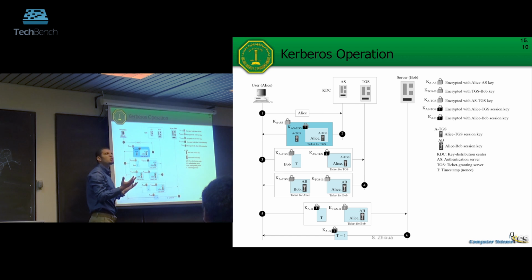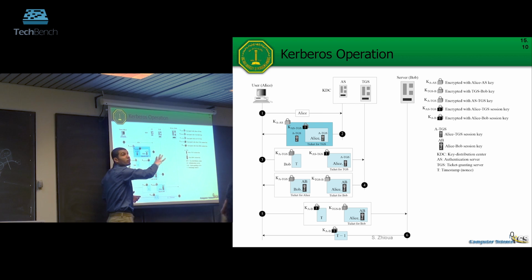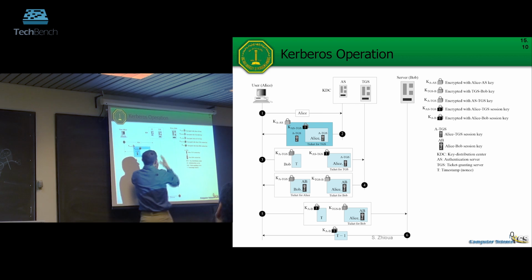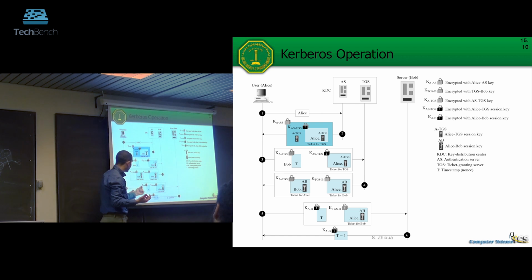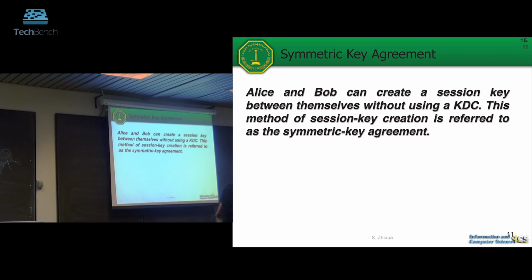So we might assume that there is some kind of checking or relationship between these two because these are part of the system. This one is the user. This needs to be secured. But server and TGS, we might assume that this TGSB is checked somehow. Doing this session key between themselves without using KDC. This method of session key creation.